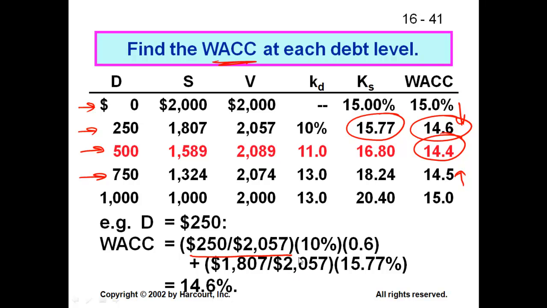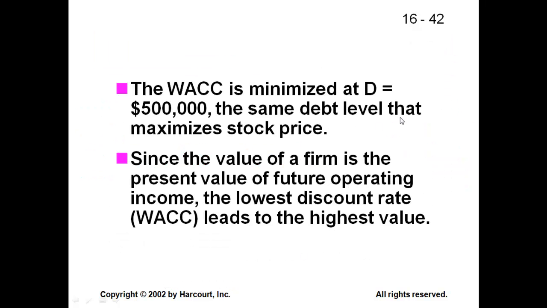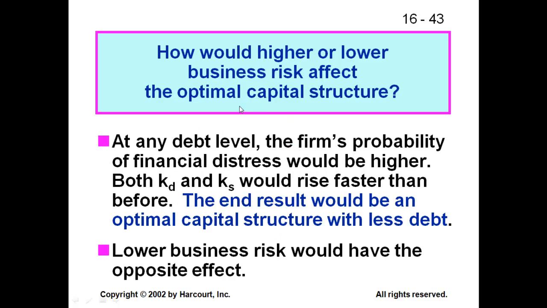You've done this before. Okay, WACC is minimized at debt equal to 500,000, the same debt level that maximizes the stock price. Since the value of a firm is the present value of future operating income, the lowest discount rate leads to the highest value. How would higher or lower business risk impact the optimal capital structure?